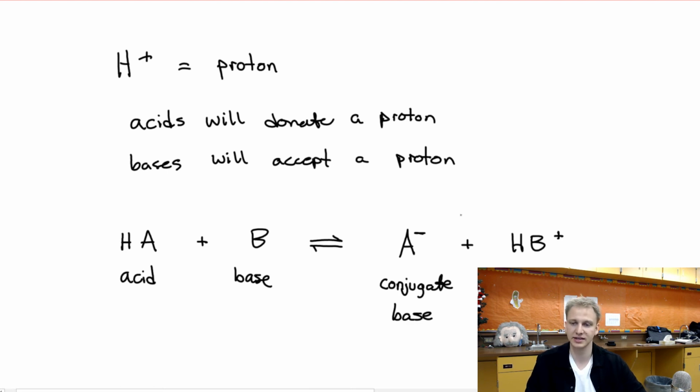And the idea is, because this is an equilibrium reaction, if we looked at this reaction in the reverse direction, the A minus would be the base and the HB plus would be the acid. And so we give those the terms conjugate base and conjugate acid. And that's the basis of the Bronsted-Lowry definition.